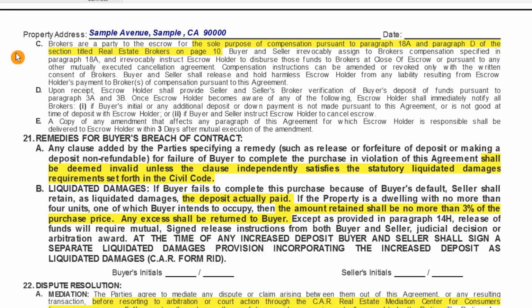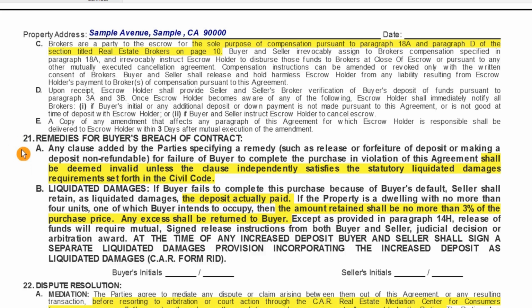And moving on to page 8, section C, once again, it states that brokers are party to the escrow for the sole purpose of compensation only as per the agreement. These other details deal with what the escrow holder does with some of the paperwork involved. And if you had any questions about that, I could clarify that as well.